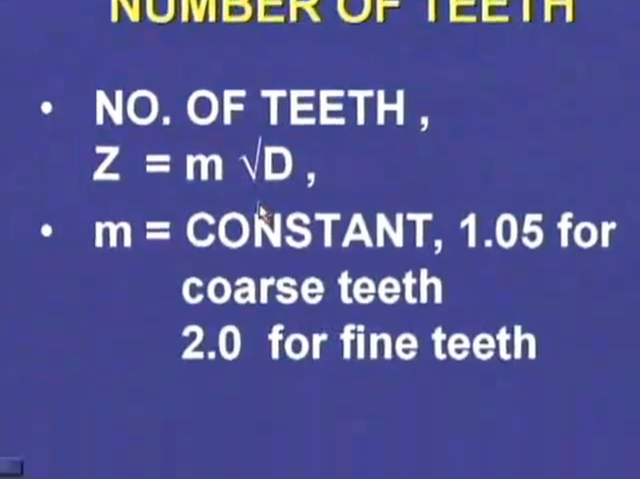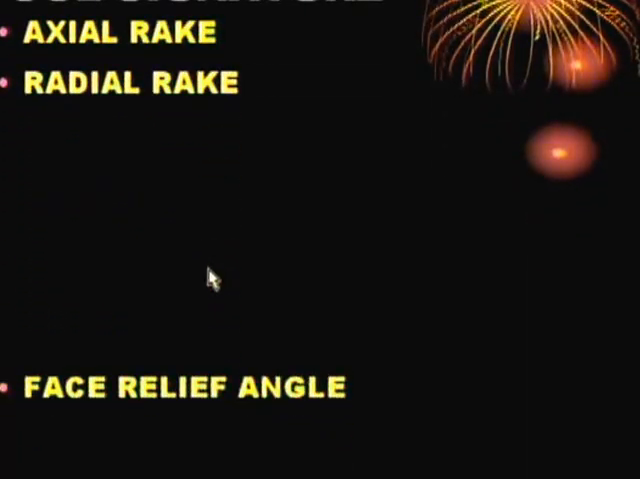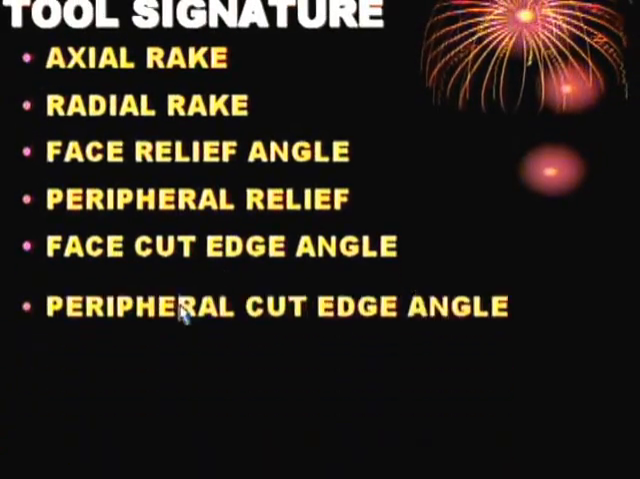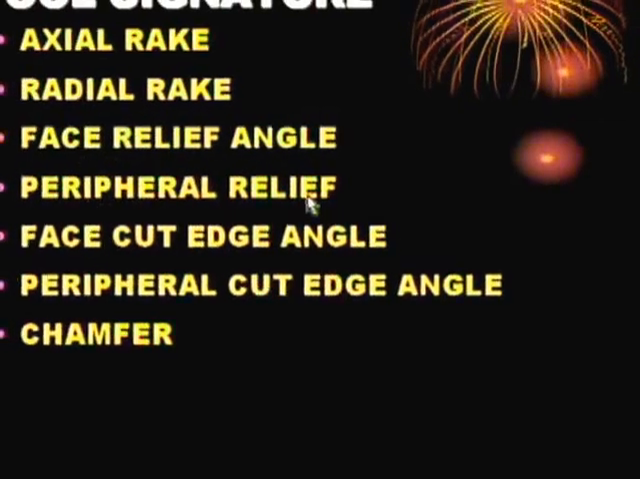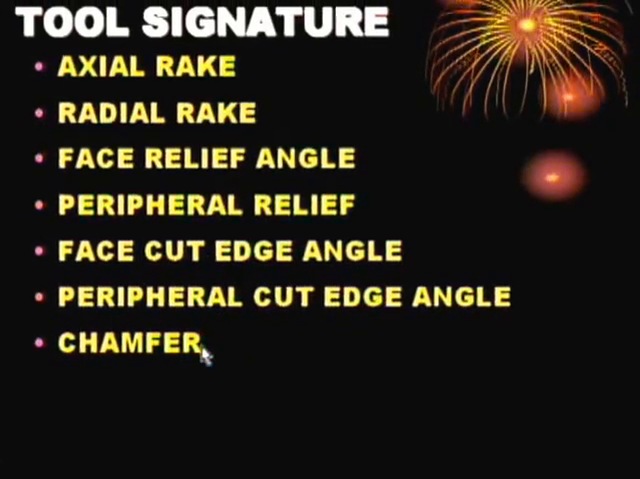And finally, the tool signature. All the various angles in the cutting tool or the milling cutter, when they are given in a specific order, that is called the tool signature: axial rake, radial rake, face relief angle, peripheral relief, face cutting edge angle, peripheral cutting edge angle, chamfer. These 7 parameters, when they are provided completely in order, that is called the tool signature.